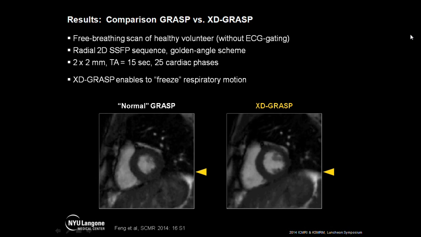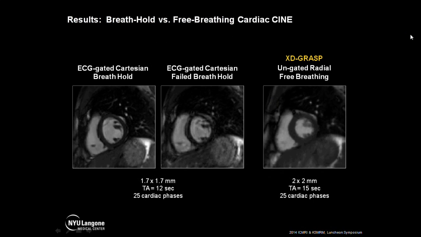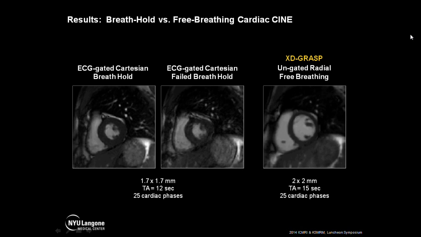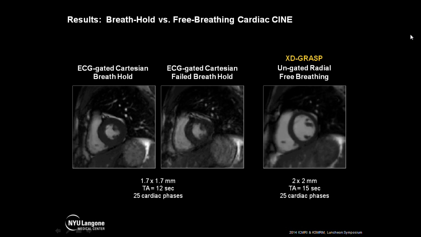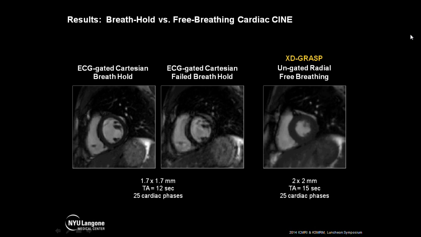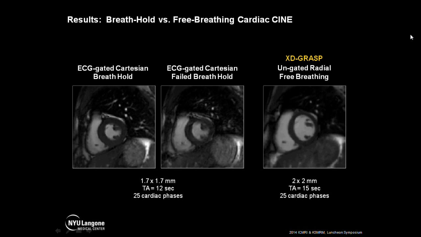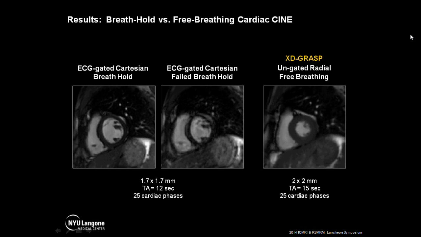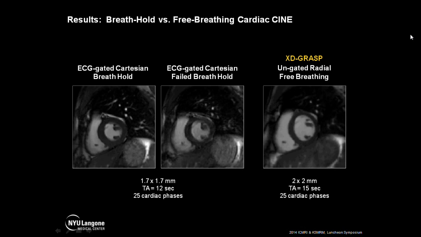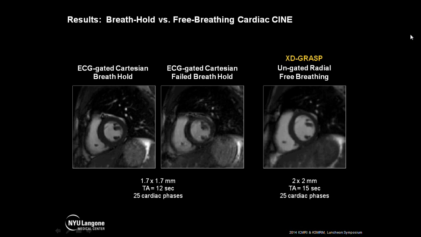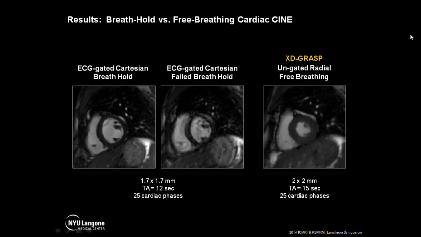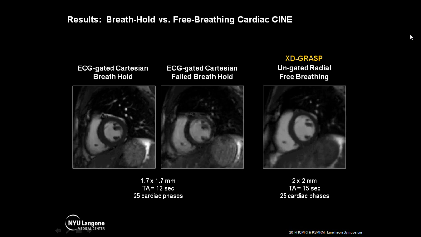This is, of course, highly interesting for clinical patients because conventional cardiac cine MRI has to be acquired during a breath hold. And it's again the same story: if the patient is not able to perform this breath hold, then we get strong motion artifacts, as you can see in the middle here. With XD-GRASP, as I mentioned, we can just acquire the data during free breathing and then in the reconstruction virtually freeze the respiration.